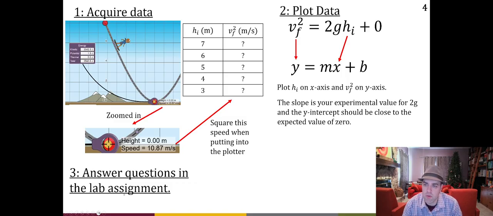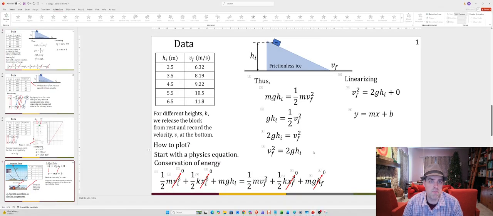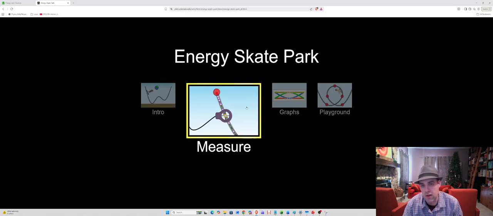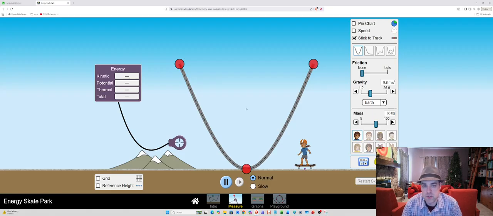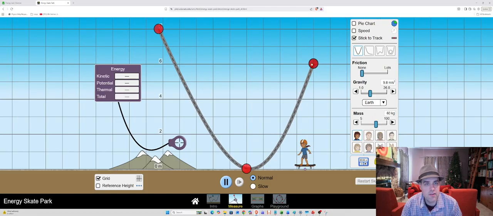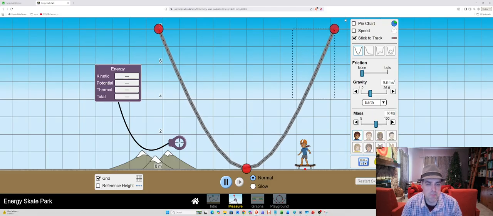And then once you've done all that, there are a lot of questions I have for you in the lab assignment for this week. Let me walk you through how to do the simulation. All right, so when you go to the simulation link, you're going to arrive at this screen. We're going to do the measure one, so the second one. So we're going to click twice on it to open it up. Now there are 2 things that we're going to do. We're going to go over here to grid and click on grid. And then we're going to take the edges of this ramp and drag it all the way to the top left, and take this one and drag it all the way to the top right.